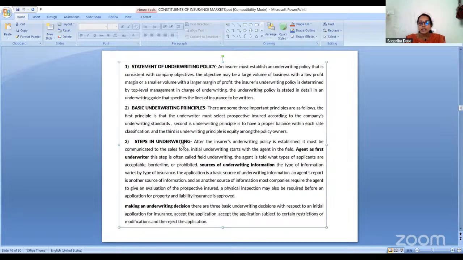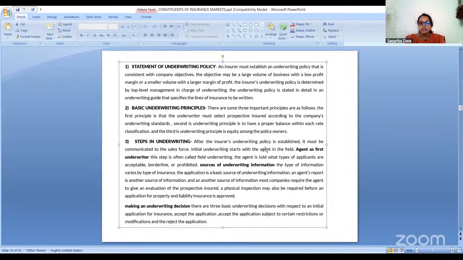Then, steps in underwriting. After the insurer's underwriting policy is established, once the policy is framed clearly and established, it must be communicated to the sales force. Ultimately, it is the people who are selling the insurance policies. They need to know what the underwriting policies are. So it must be discussed with the sales force.